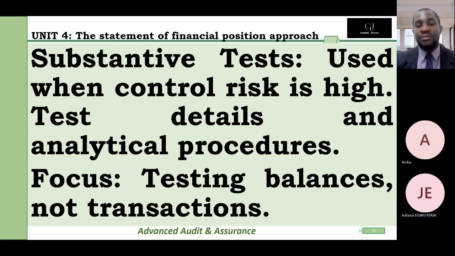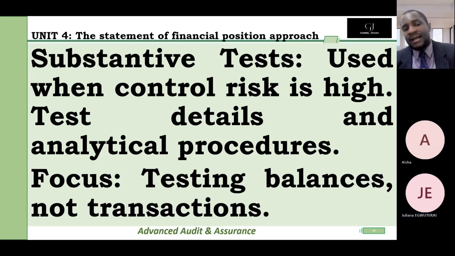Yes, the substantive testing is mainly for balances, but you are not just looking at balances. You are looking at the trail that results in those balances. So you are looking at the details. For example, the inventory balance at the end of the year, you may have to start testing from January to December. Opening balance, each transaction, closing balance, everything. But it is saying here testing balances, not transactions.